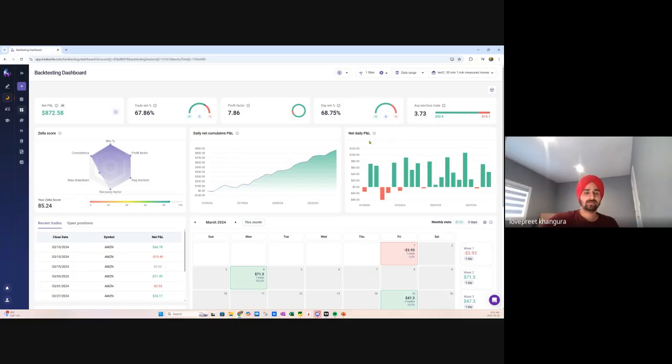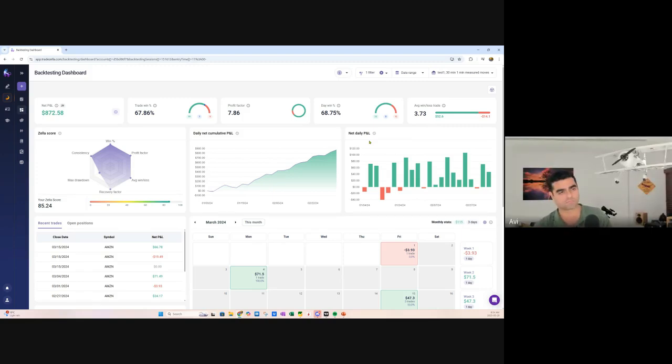So the point I'm making here: if I trade after 11, I'll be a whole lot more profitable. I will take less and less trades.